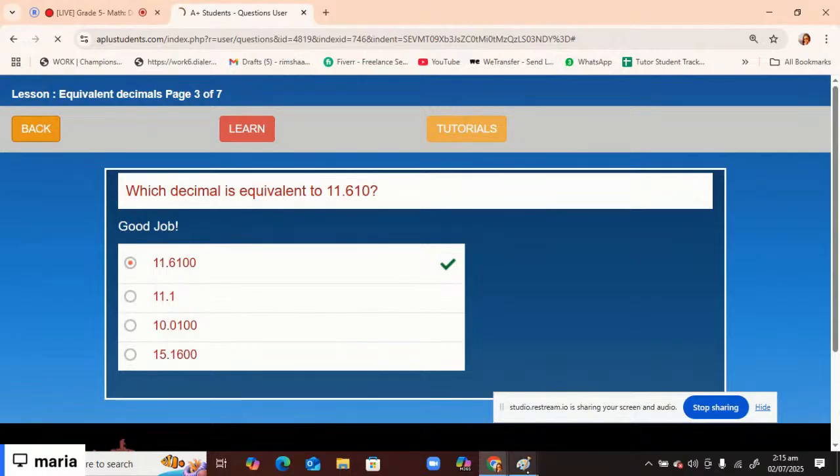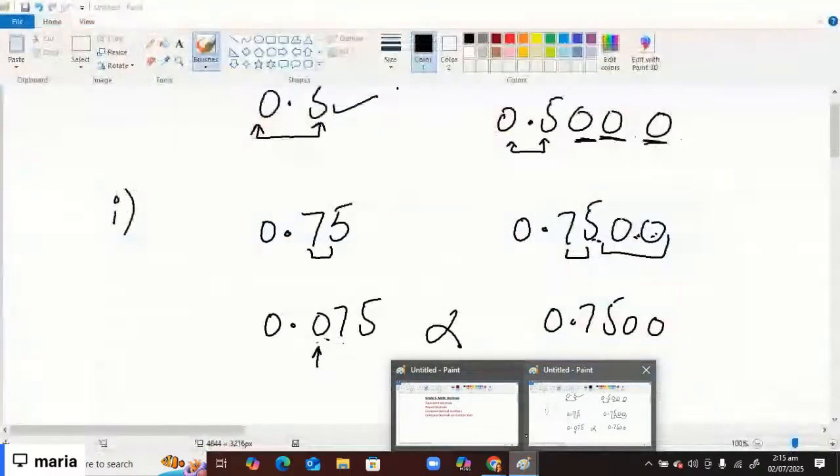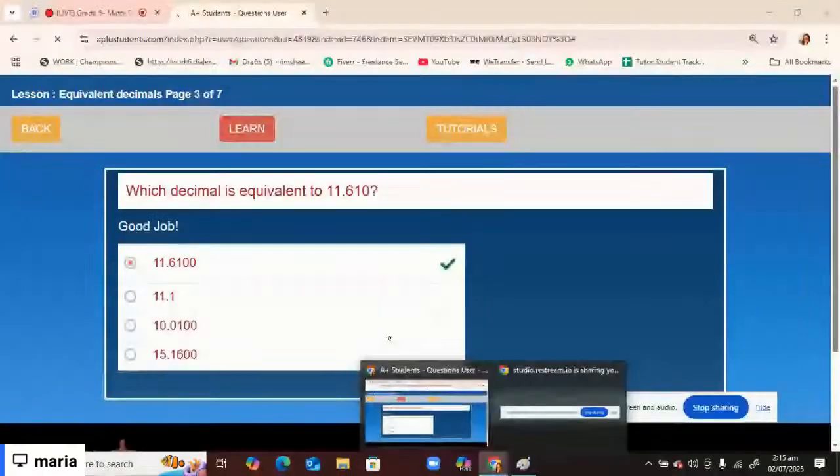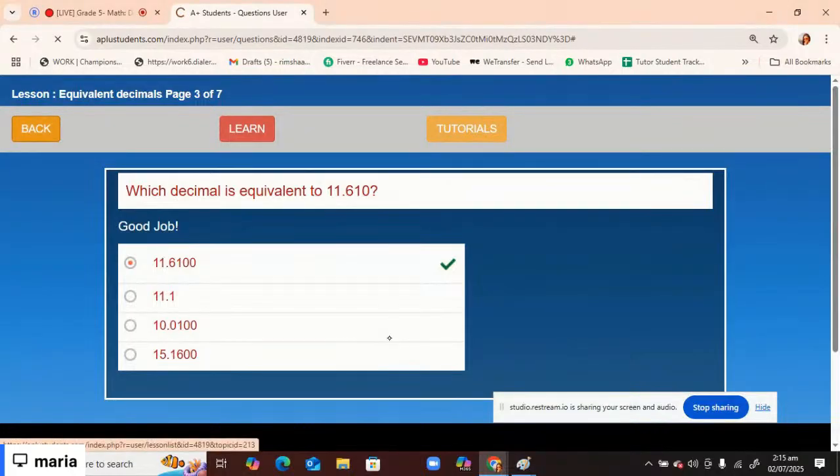So for equivalent decimals, like in this kind of question, this zero is on the right side, there is one zero, and here are two zeros, so we can say that these zeros mean nothing. But if the zero is in the middle of the number, then it is basically different. Okay, now let's discuss the next lesson.